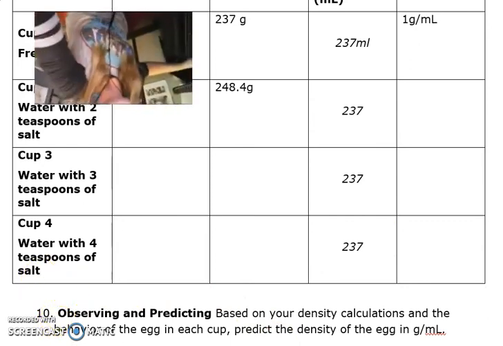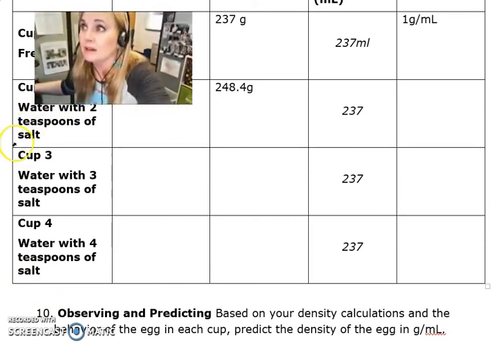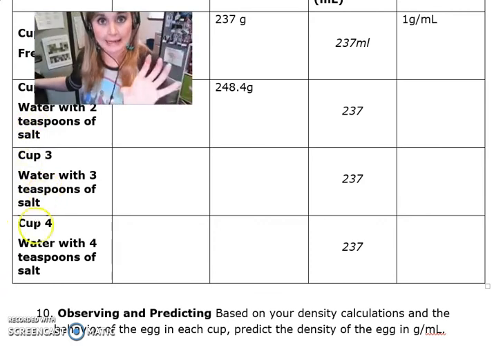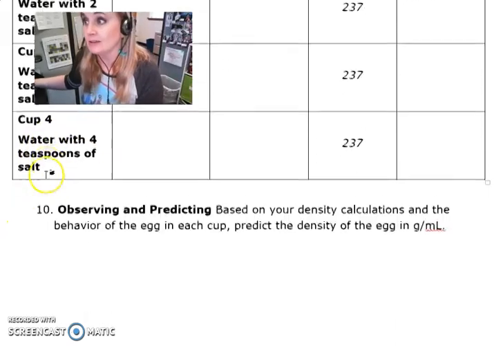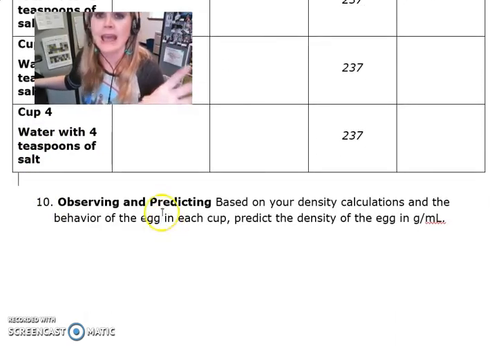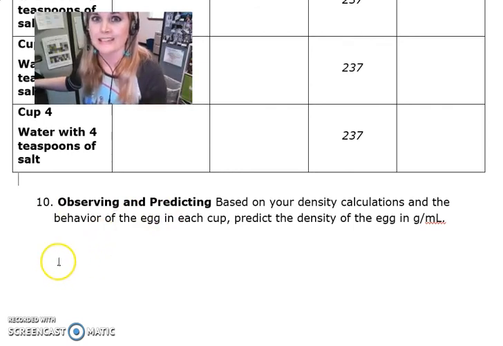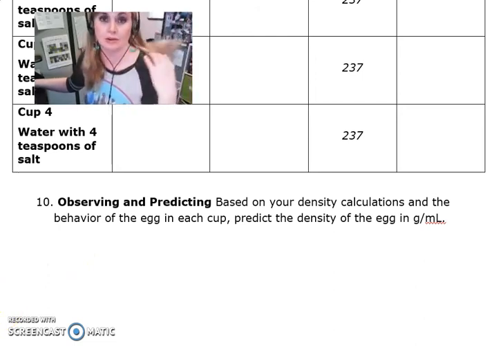If it is partway between, kind of suspended between the top and the bottom, then you've pretty much gotten to a point where your egg is the same density as the water. If that's the case, that's awesome for you because question 10 asks you to predict the density of the egg. So that density should be right where the egg kind of floats in the middle. It's not above the surface, but it's not touching the bottom either.